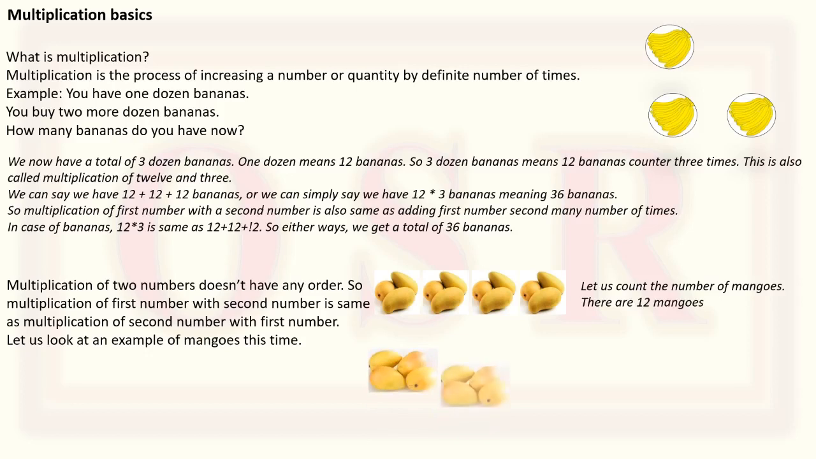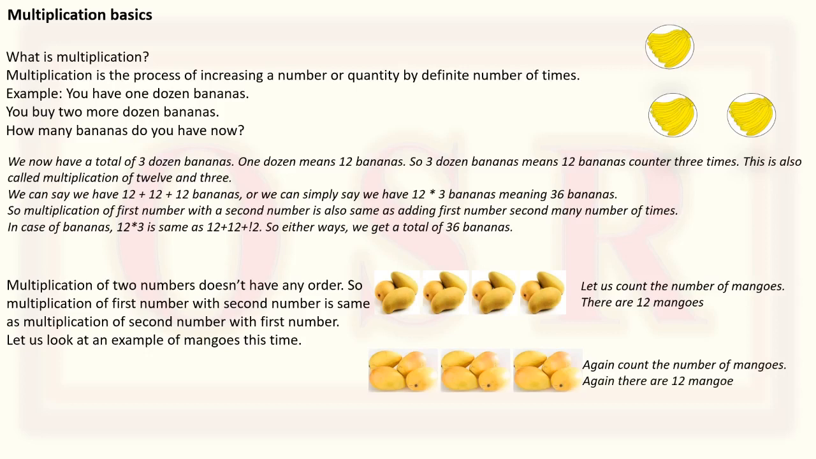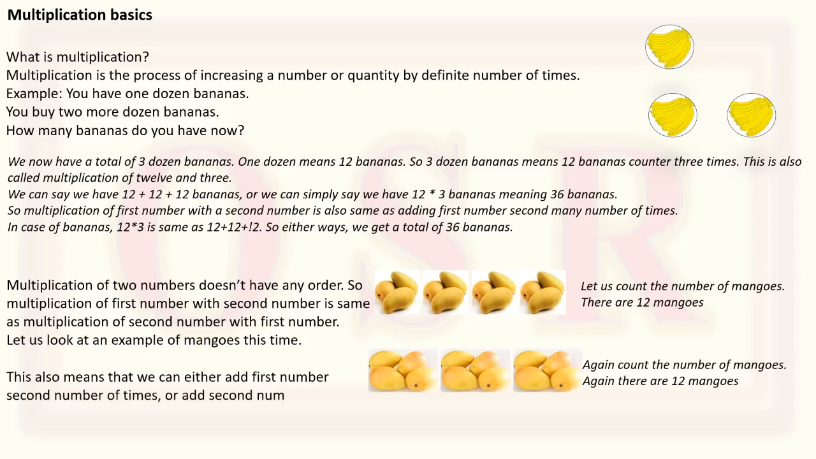Now next we have 4 mangoes and 3 such sets. Again count the number of mangoes here. Yes. Again there are 12 mangoes. So in both cases, this also means that we can either add first number second number of times, or add second number first number of times.